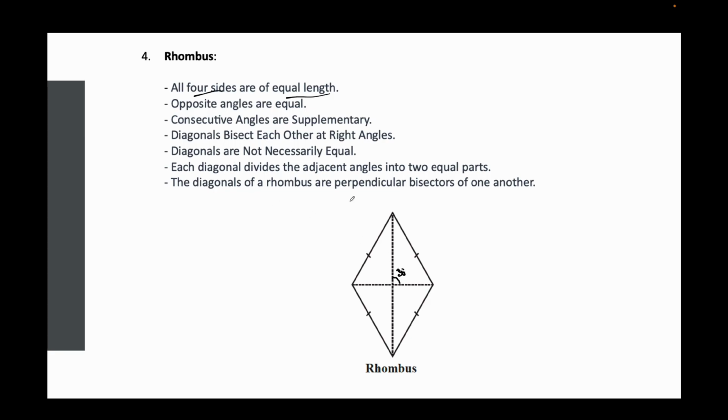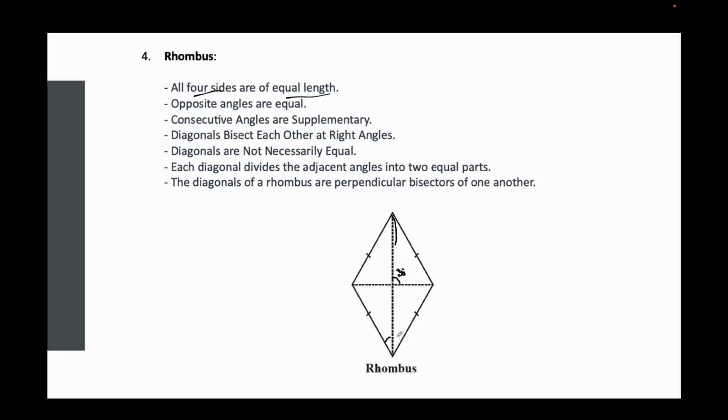Diagonals are not necessarily equal. So these diagonals are not necessarily equal because this whole diagonal is not equal to this diagonal. There may be a case where the diagonals of a rhombus are equal, but then it is a square, because in a square all 4 sides are equal and all the angles are 90 degrees. Each diagonal divides the adjacent angles into equal halves. So this particular diagonal divides the adjacent angles into equal halves.